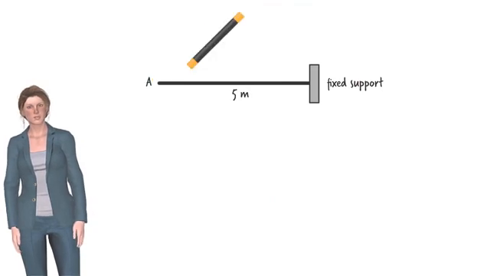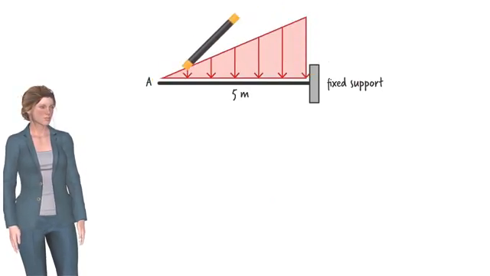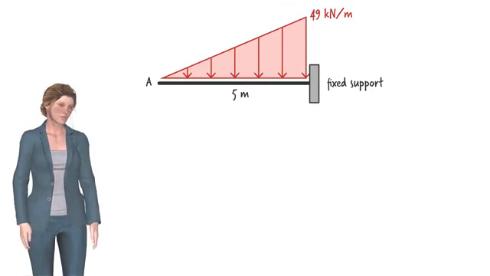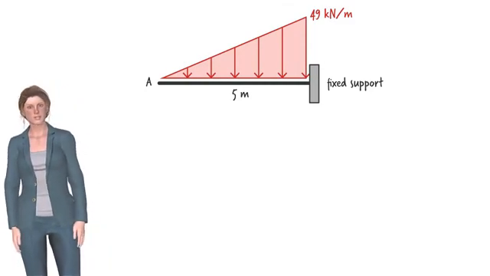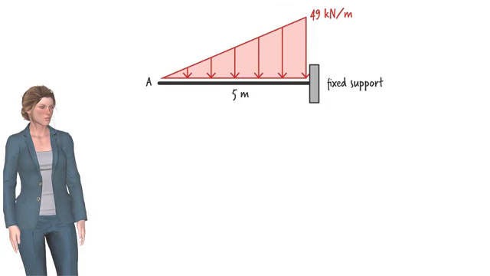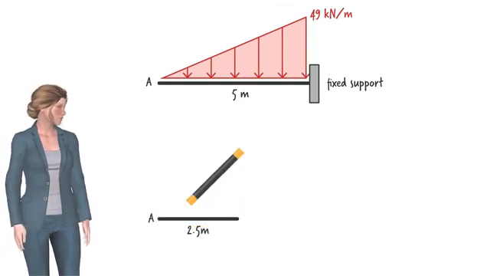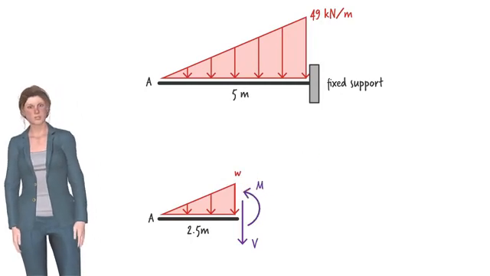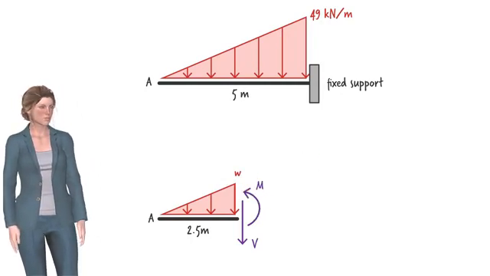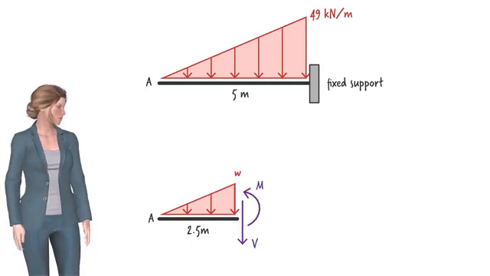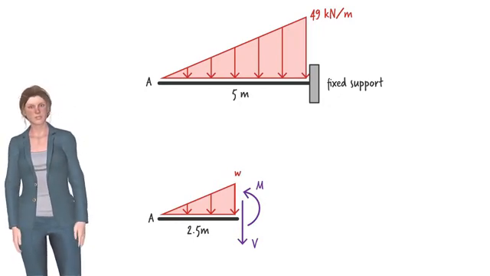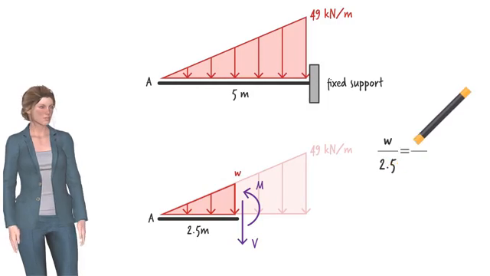So let's draw the beam in a more familiar manner, like this. Suppose we wish to determine shear and moment at the midpoint as well as the base of the wall. To determine the internal forces at the midpoint, we cut the beam 2.5 meters away from its free end, then draw the free body diagram of the left segment of the beam. We can determine the intensity of the distributed load at the cut point using the height to base ratio property of similar triangles, like this.